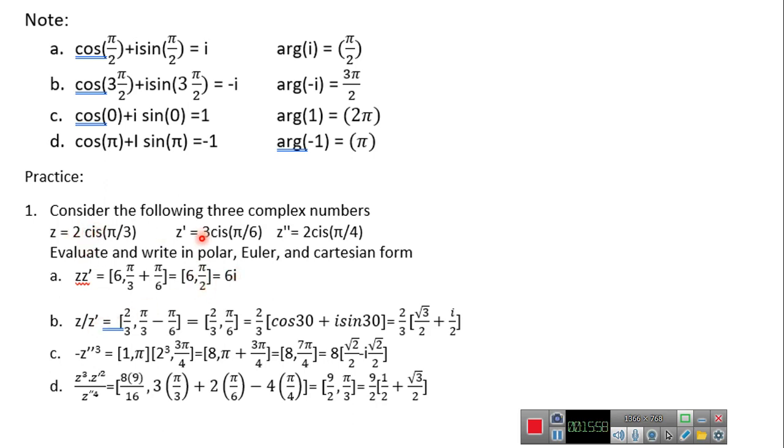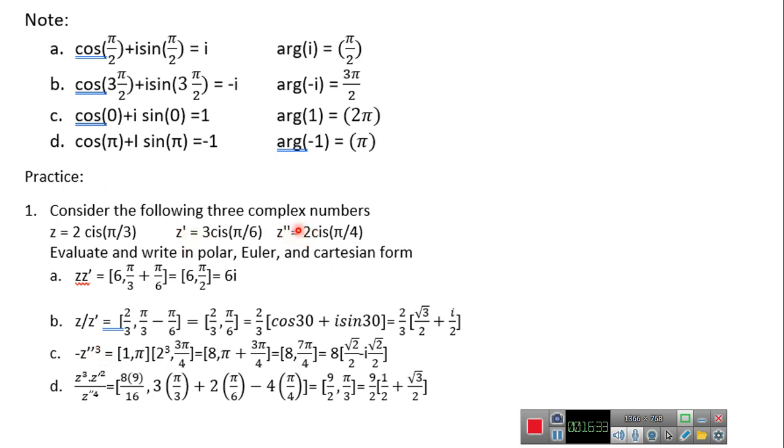Euler form, you're going to take it anyway. For ZZ prime, if you want to multiply ZZ prime, you multiply 2 times 3, 6, and you add the angle. So you're going to get 6 pi over 2, since I have pi over 2, so 6i. For Z over Z prime, it's 2 over 3, angle above minus angle below. So pi over 3 minus pi over 6 will give you 2 over 3, pi over 6. I want to write it in Cartesian form, in a rectangular form: cosine 30 plus i sine 30, you have that.